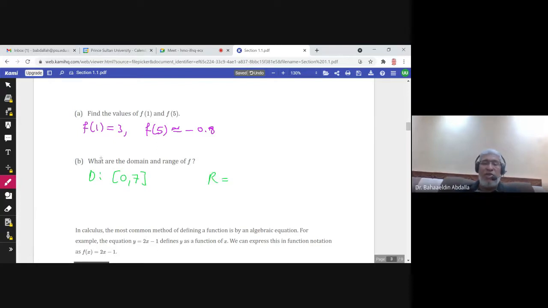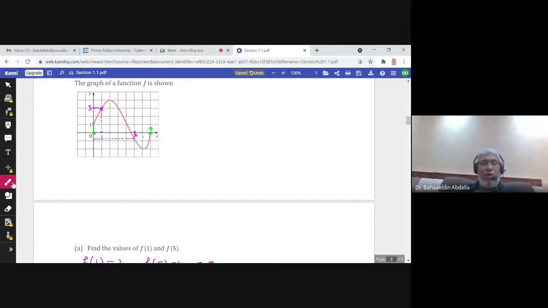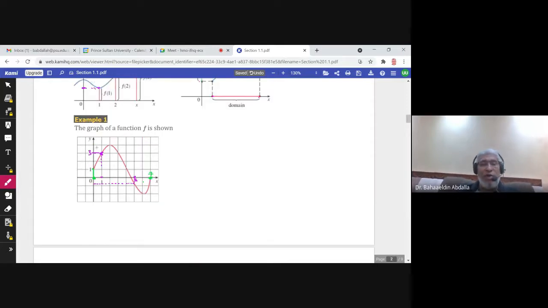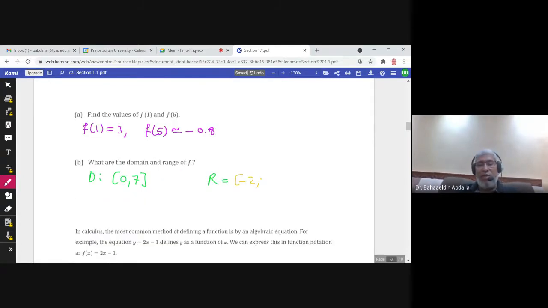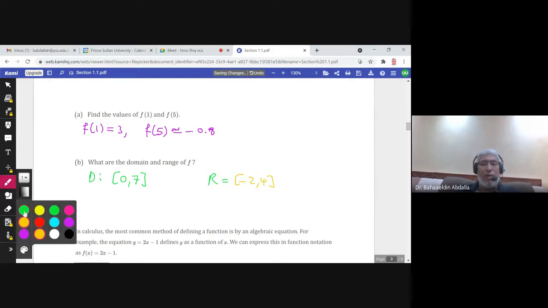What about the range? The range is all possible values of y. So I work with the y-axis. Where is the smallest y here? Here. This is the smallest value of y, which is -2. And if you go up, this is the largest possible value of y, which is 4. So the range would be from -2 to 4. From -2 to 4, that's the range of this function.